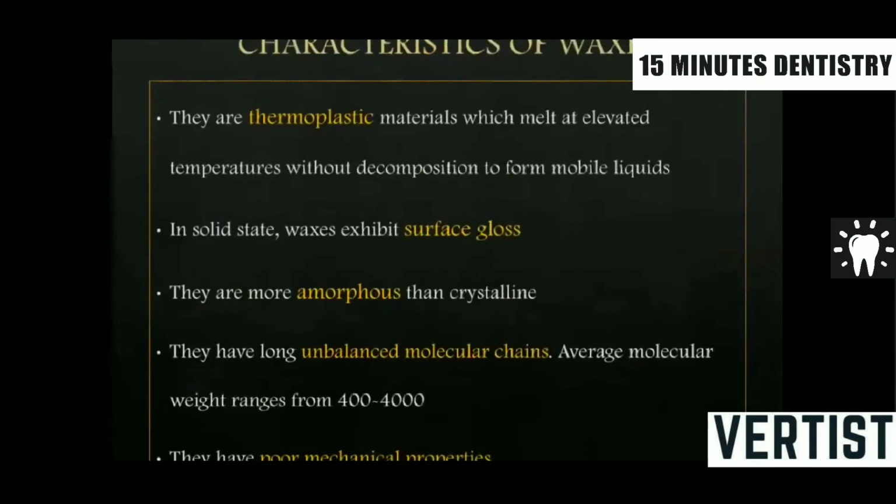What are the characteristics which we are looking at in the wax? We want them to be thermoplastic. We want them to have a good gloss. Though they are amorphous crystals, we want them to become soft when heated. And since they have long unbalanced molecular chains, around the weight range of 400 to 4000, we want that when they set, the molecular chains become more stable. And they have very poor mechanical properties, but we want to improve their mechanical properties.